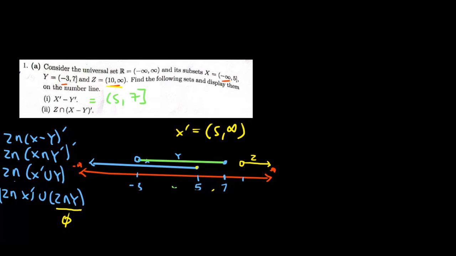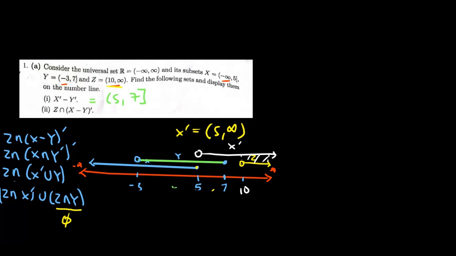Then where do these intersect now? Where does this X complement intersect with this set Z? So here this is my 10, from here, like that, this is what will intersect. So this is where my intersection is going to be. Now I see that 10 is not part of the set Z, meaning it will also not be part of this intersection, so it will be open at 10. Then this goes all the way up to infinity. So that's my intersection.